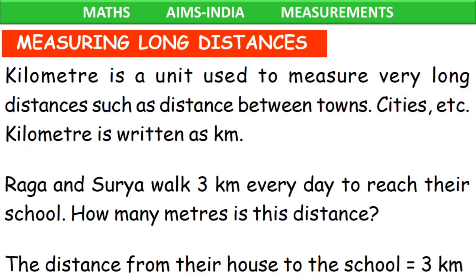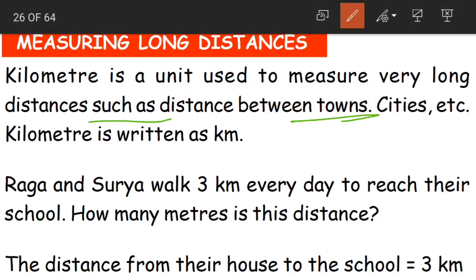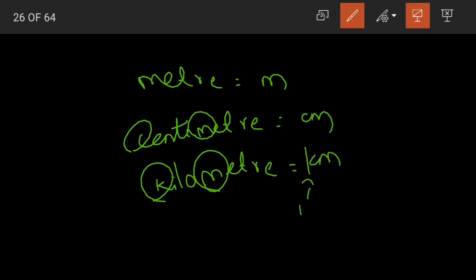Kilometer is written as km. As we have discussed, kilometer is the unit that we use to measure very long distances. Very long distances such as what? Distance between two towns or distance between cities, etc. Kilometer is written as km. Now meter, how did we write meter? As m. Centimeter, how did we write centimeter? We wrote centimeter as cm. In the same way, now we have a new unit of measurement, that is kilometer. It will be written as km. K for kilo and m for meter.